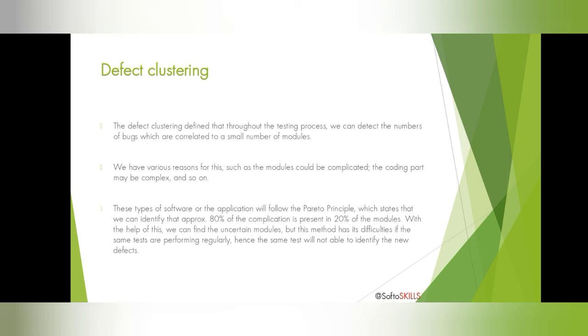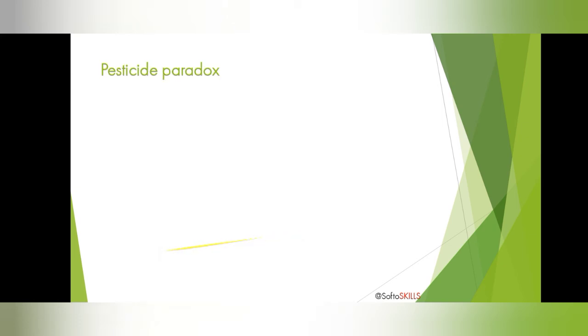This type of software or application follows the Pareto principle, which states that approximately 80% of the complications are present in 20% of the modules. With the help of this, we can find the affected modules, but this method has its difficulties if the same tests are performed regularly. Hence, the same tests will not be able to identify new defects.